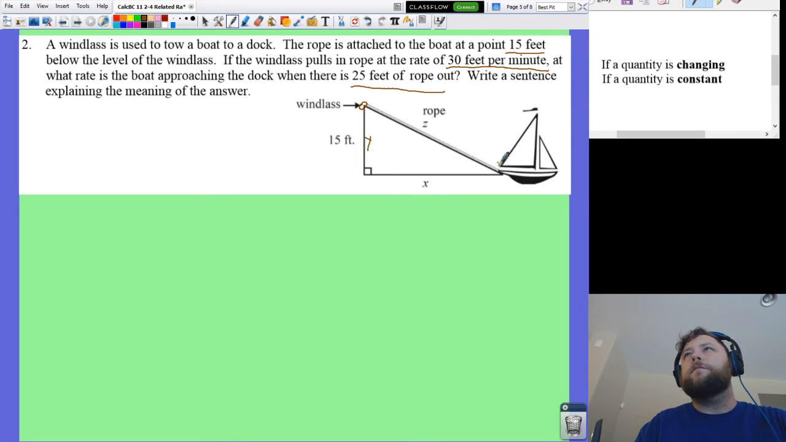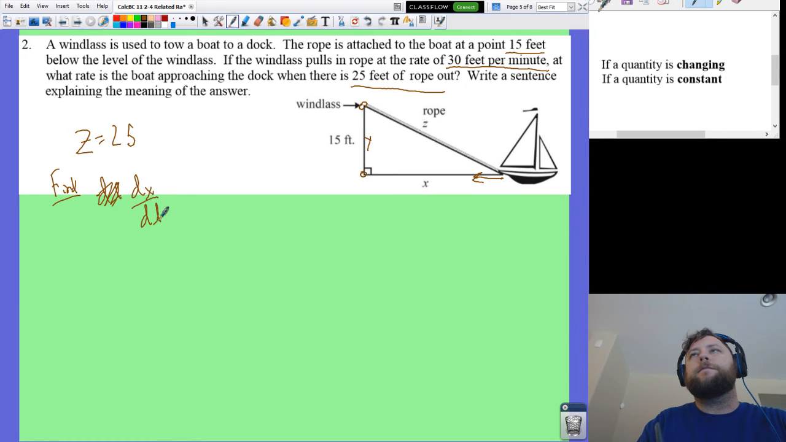At what rate is the boat approaching the dock when there's 25 feet of rope out? So I know that 25 means z equals 25. We're looking at that point when this rope length is 25. And then what is the rate of the boat approaching the dock? The dock's right here, so it's going to be the rate of change of x. So we want to find dx/dt. And we have this other case: the windlass pulls the rope at a rate of 30 feet per minute. That means dz/dt, since that's my rope, is going to be 30.